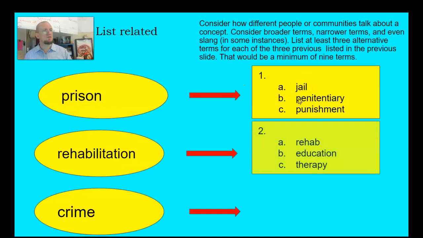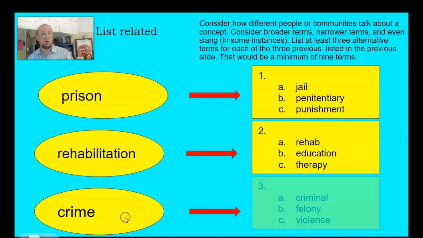After you've typed those in, then you move on to the next one. Rehabilitation, a lot of times we'll say rehab. A lot of people think just for drugs, but rehab can be for a lot of things. Education, rehabilitation a lot of times is education. And therapy, psychological therapy, a lot of times is used for rehabilitation.